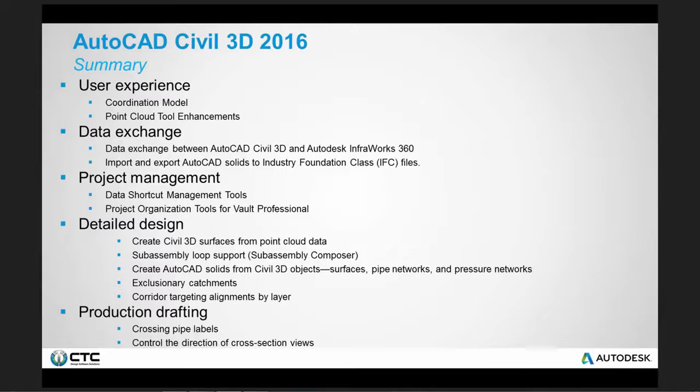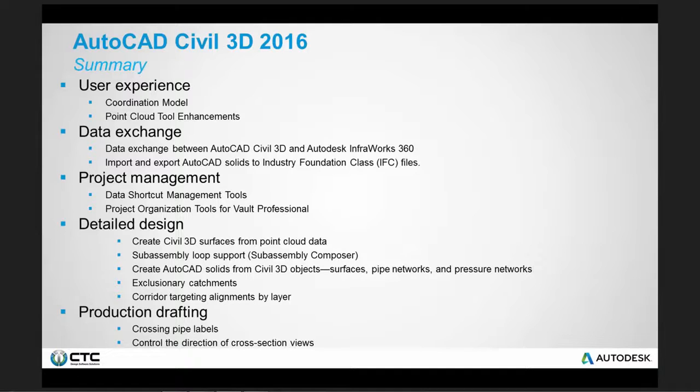Some more detailed design options, as we had mentioned, creating Civil 3D surfaces from point clouds, the subassembly loop support, really kind of opens the doors even more so than Subassembly Composer already did with that loop support. Creating AutoCAD solids from pretty much all the major Civil 3D objects. It's really nice for visualization or quantification in Navisworks, any number of things. Exclusionary catchments, that makes them quite a bit more powerful. They were decent tools, but frankly, I didn't see a lot of people using them. This should help things a little bit, make them a little bit more user-friendly.